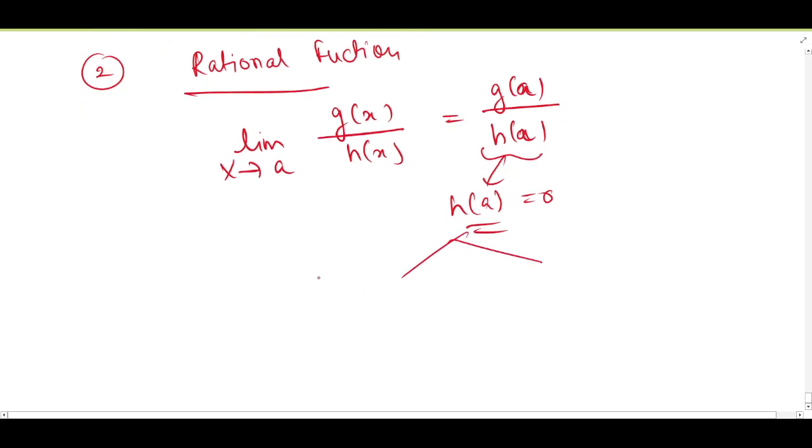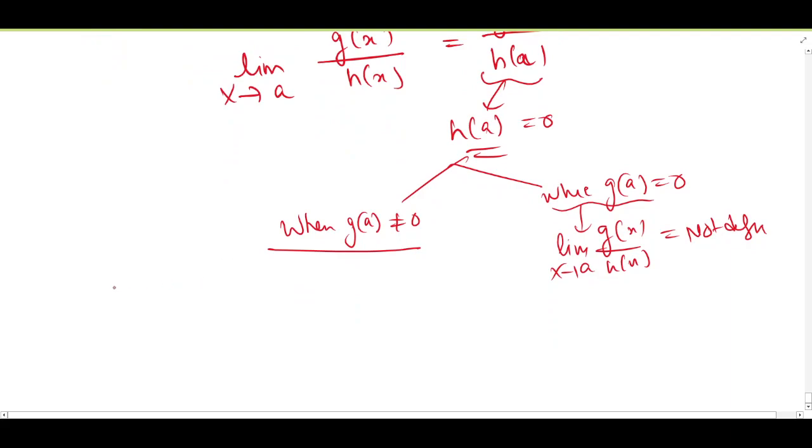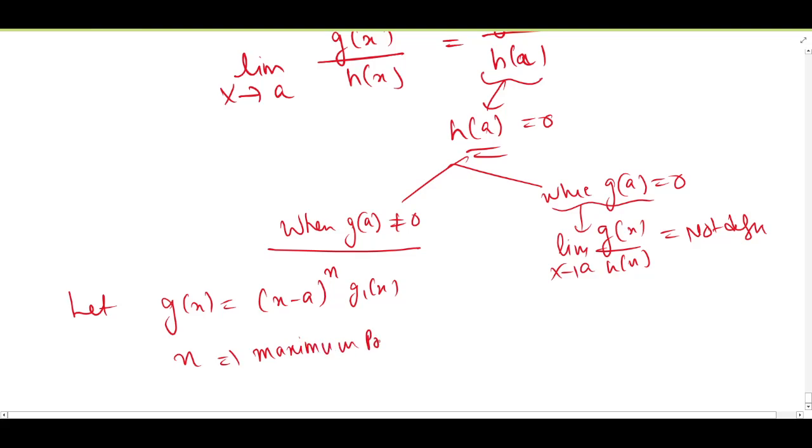So we have two cases in this. When g of a is not equal to 0 and when g of a is equal to 0. So when g of a is not equal to 0, then we say limit x tends to a, g of x divided by h of x is not defined. And when g of a is equal to 0, so let's suppose say g of x is x minus a to the power n into some function of x, where n is the maximum power of x minus a in g of x.